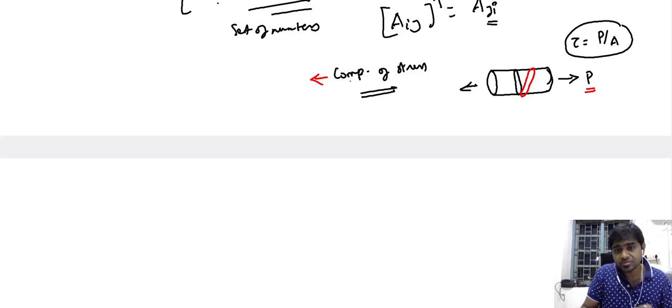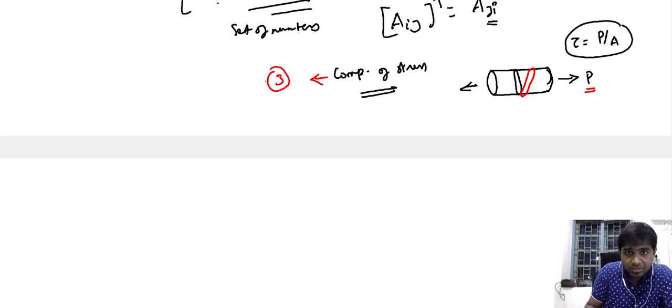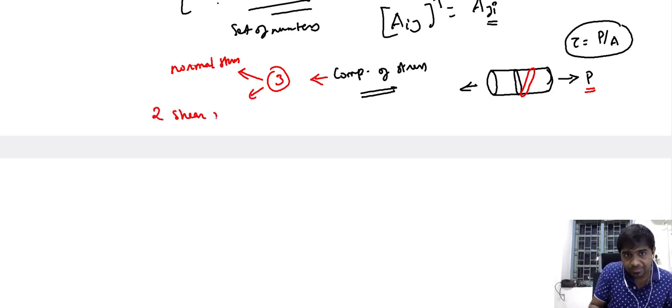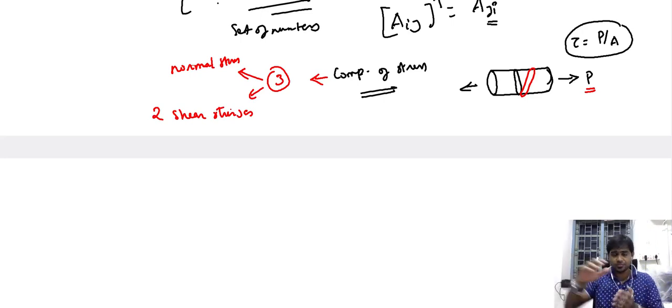So the components of stresses under uniaxial tensile loading: when you want to dissociate the imposed stress into its components, it comprises three different components. One is a normal stress that acts perpendicular to the plane that we are interested in. The other is two shear stresses that act on the surface of the desired plane.